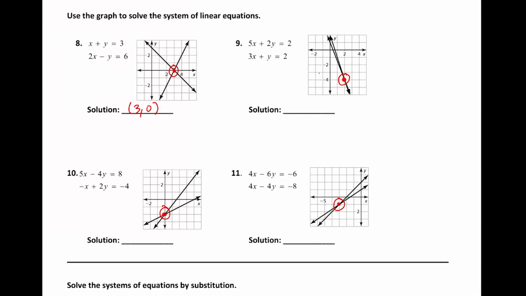And you can test those into the equations. I'm not going to do that for each one because we did that for the first few equations, but just to give you a little taste, if I tested 3, 0 in that first equation, I'd have 3 plus 0, that equals 3, that checks out. It should check out for the next equation too, but I'm not going to go through all that. Number 9, this point looks like it's at 2, negative 4. Number 10 is at 0, negative 2. And number 11 is at negative 3, negative 1.